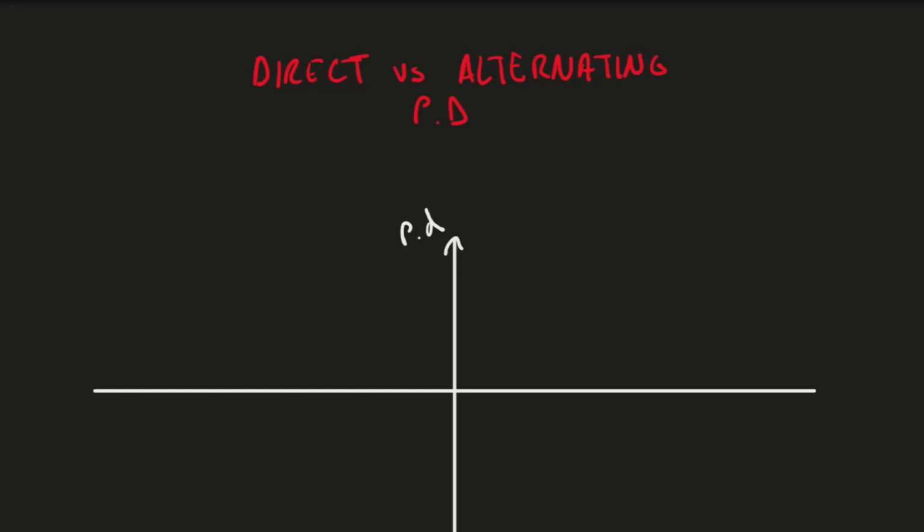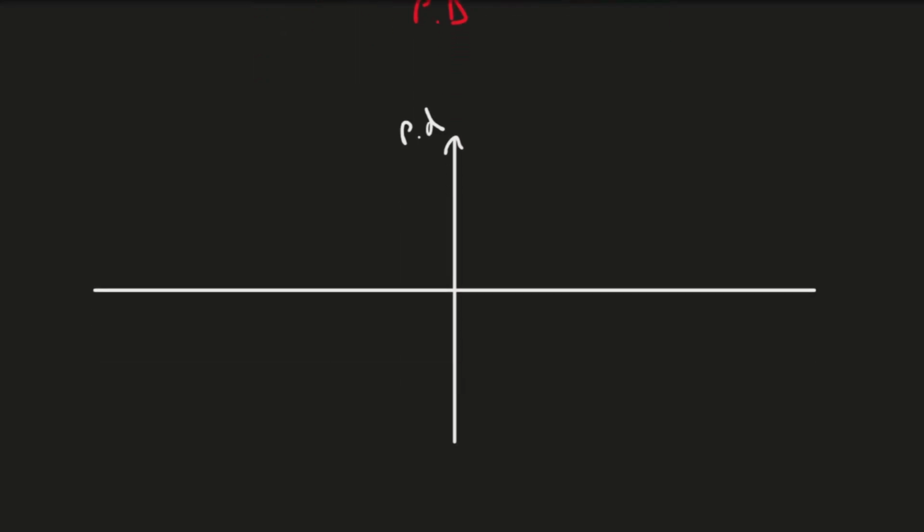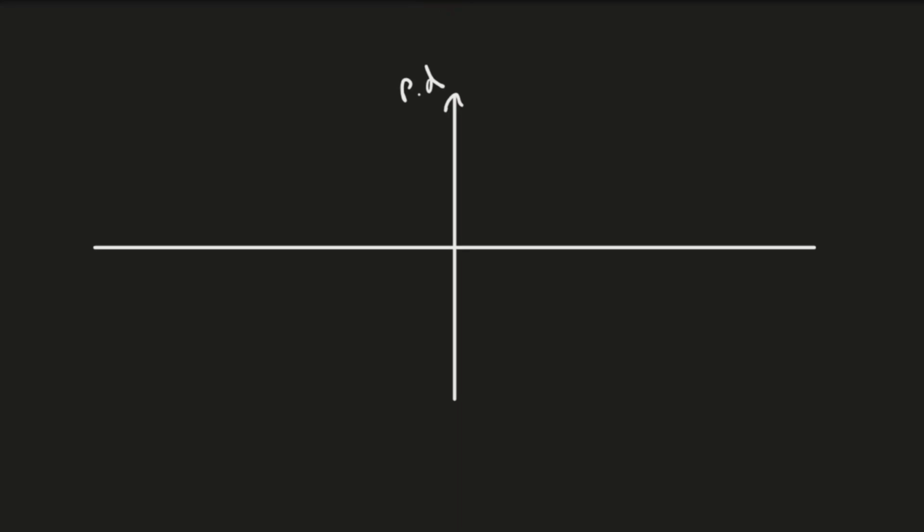So we've talked about current and potential difference. There's actually two types of potential difference and two types of current, and that is direct versus alternating potential difference, or direct versus alternating current. And essentially what that might look like on a graph is, if you have a direct potential difference, what that means is if on a graph you have a positive potential difference and a negative potential difference, then for direct potential difference, the polarity never changes.